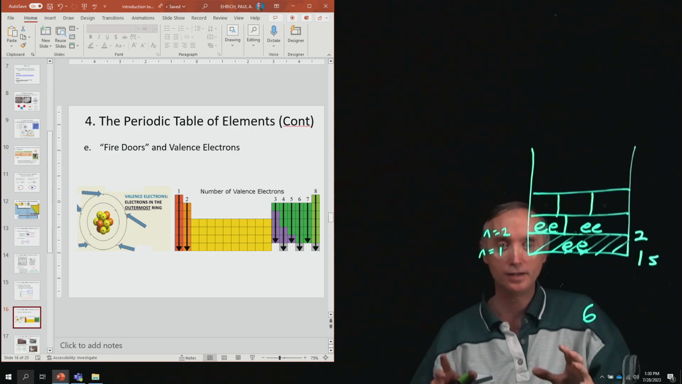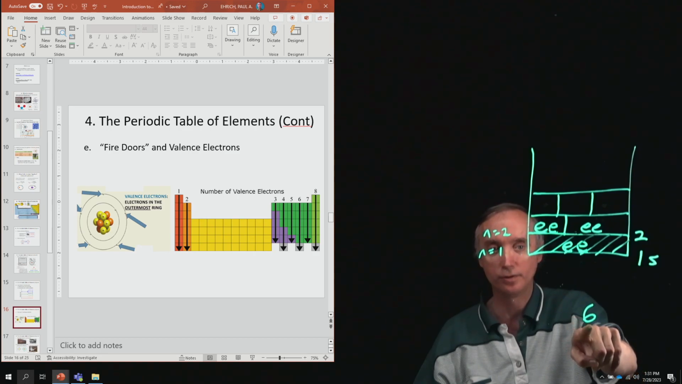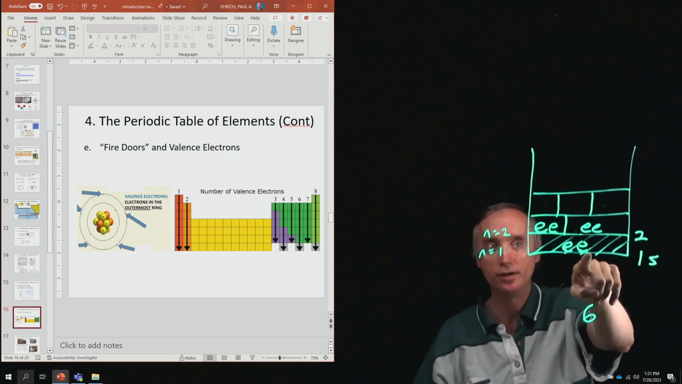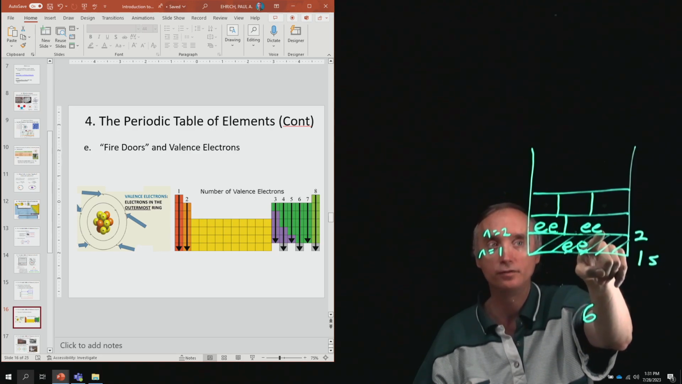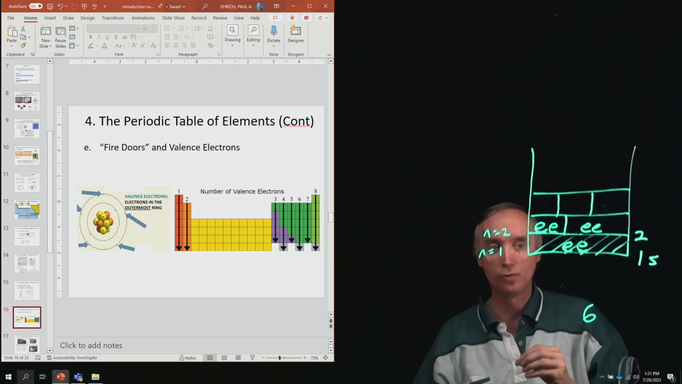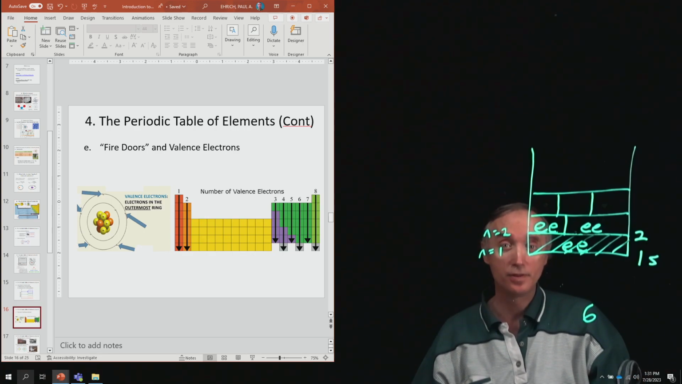Well, you could painstakingly know that there are 6 electrons in carbon, and then put 2 down here, and then put 2 here, and then 2 over here. So 1, 2, 3, 4. So it has 4 valence electrons. Well, you could do that, but there's a much easier way.